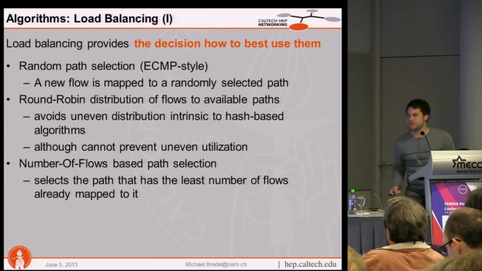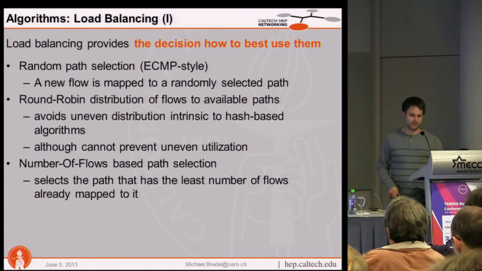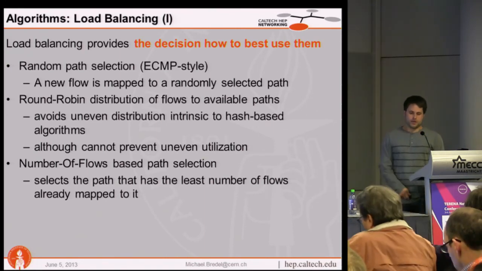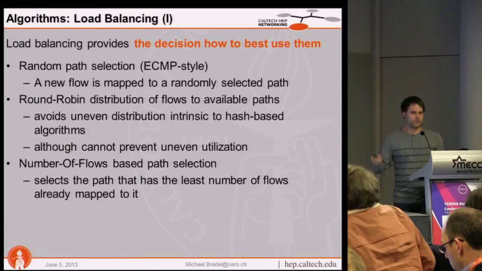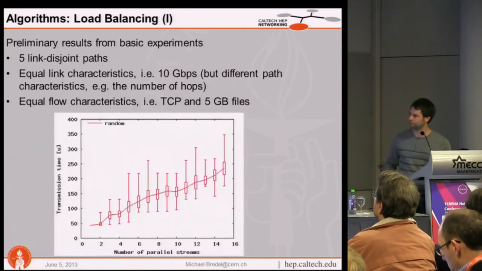However, this does not avoid or prevent uneven utilization. You can also do other things like number of flow based path selection. So you know the number of flows that are already on that path, and you choose the one that has the fewest flows.